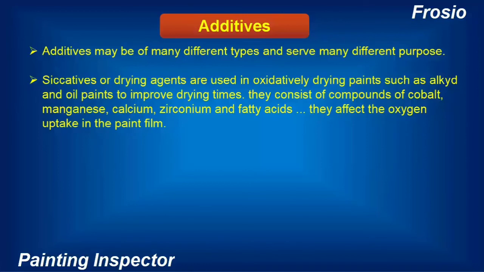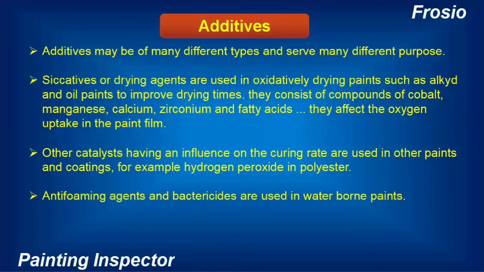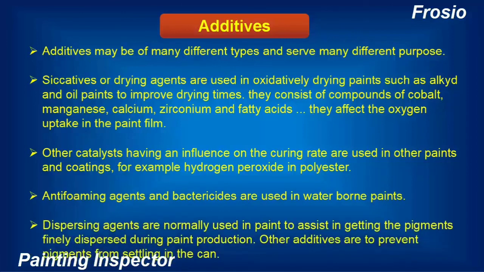They consist of compounds of cobalt, manganese, calcium, zirconium and fatty acids. They affect the oxygen uptake in the paint film. Other catalysts having an influence on the curing rate are used in other paints and coatings, for example hydrogen peroxide in polyester. Anti-foaming agents and bactericides are used in waterborne paints.